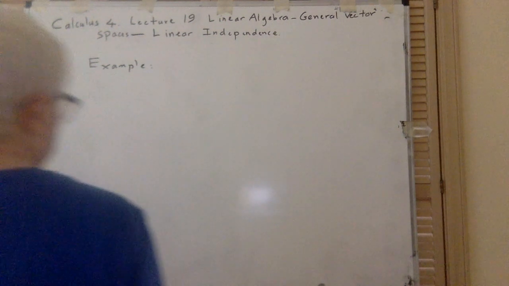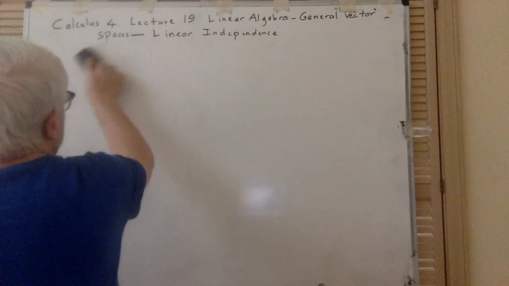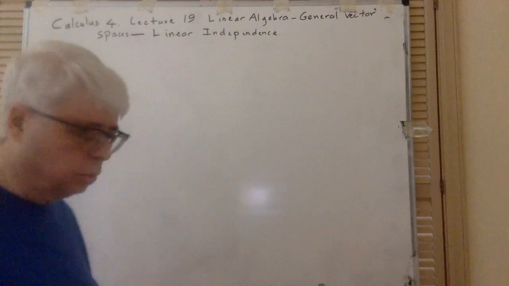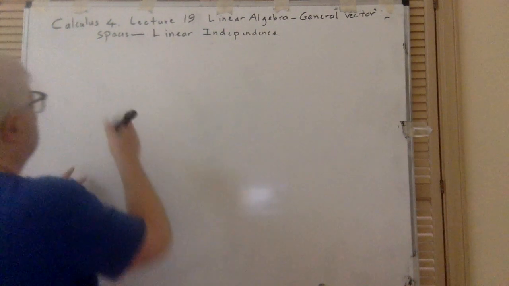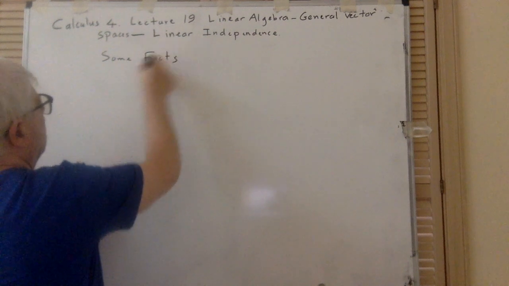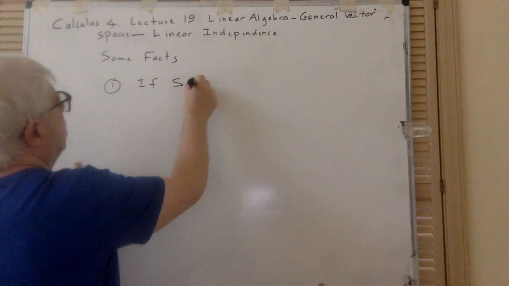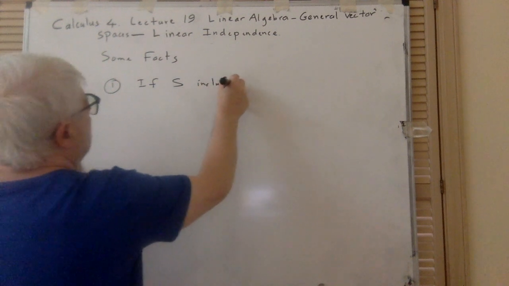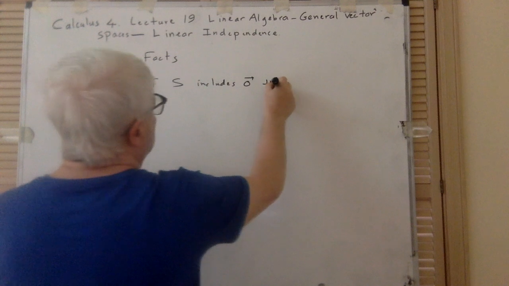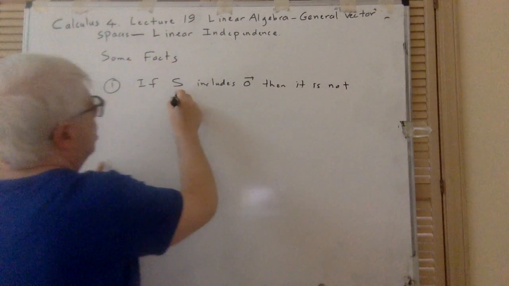So, first of all, there are certain things. If you have a 0 vector in a set, that is not linearly independent. So let me write down some facts which you can prove. 1. If S includes 0, then it is not linearly independent.